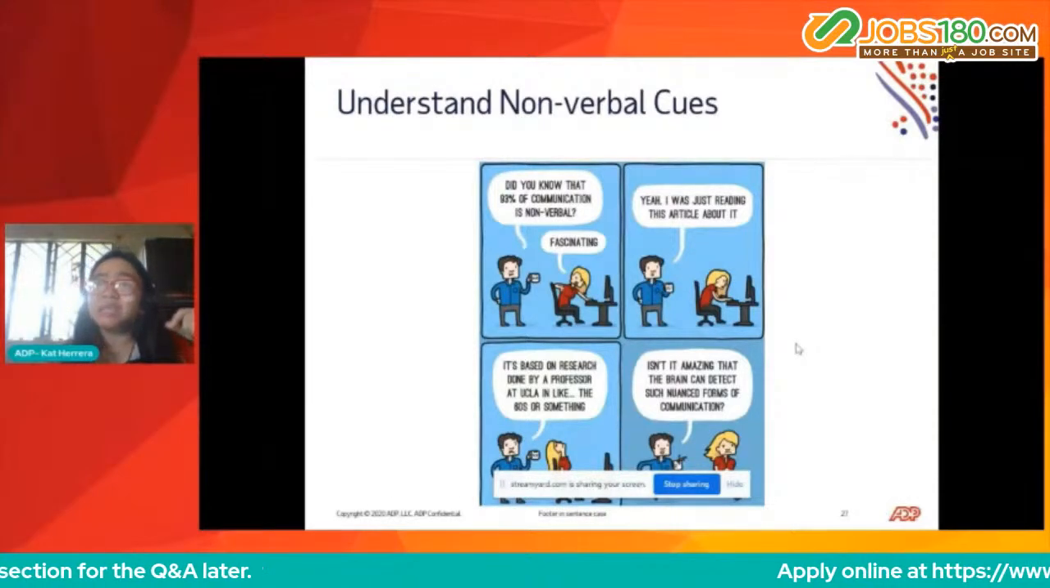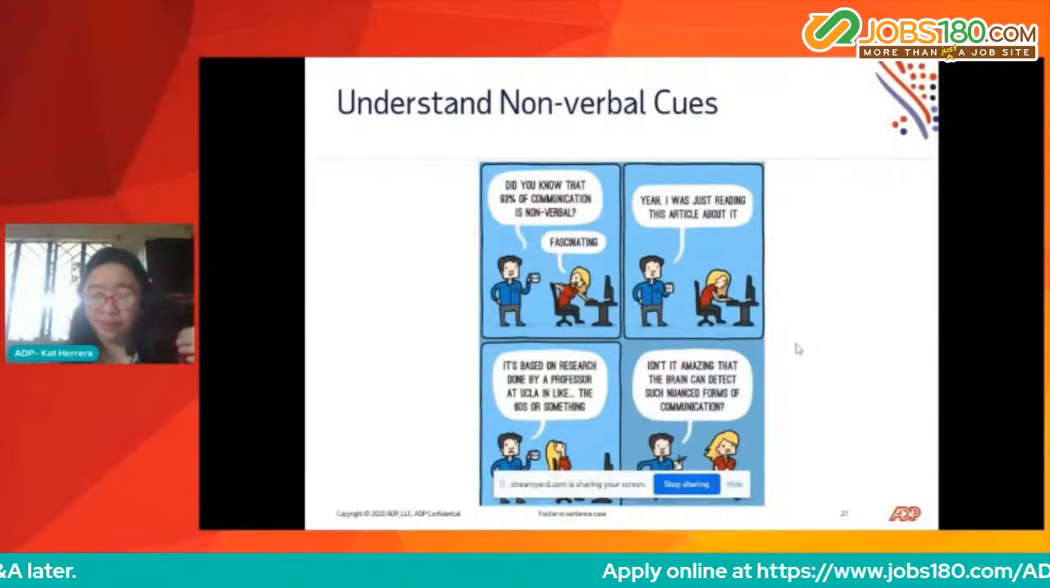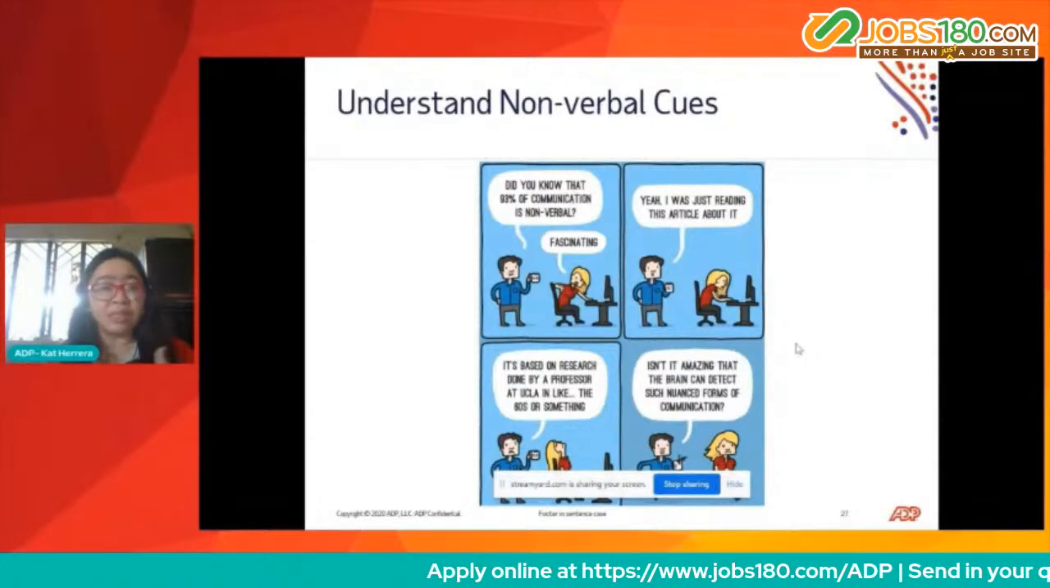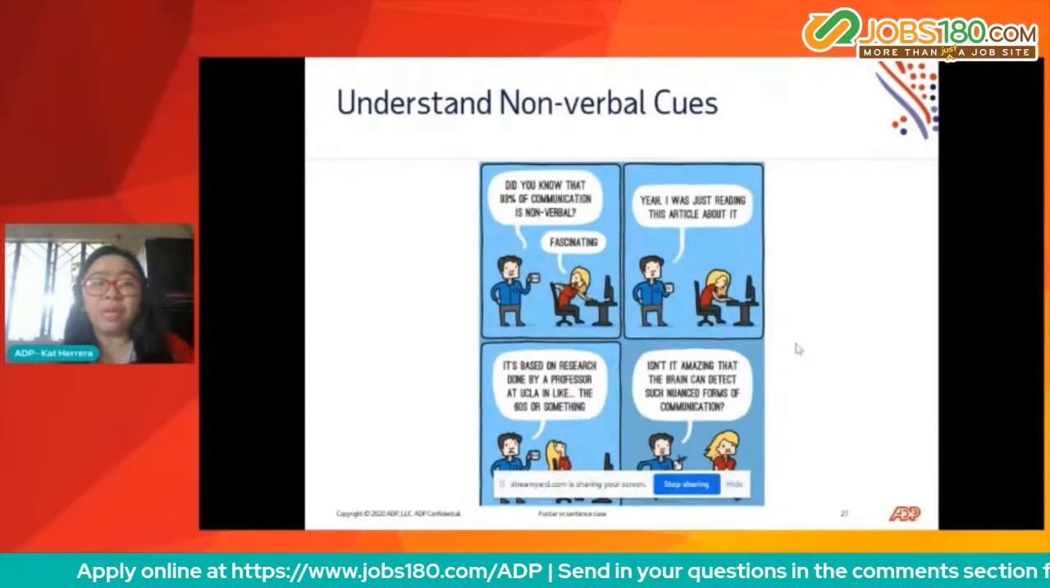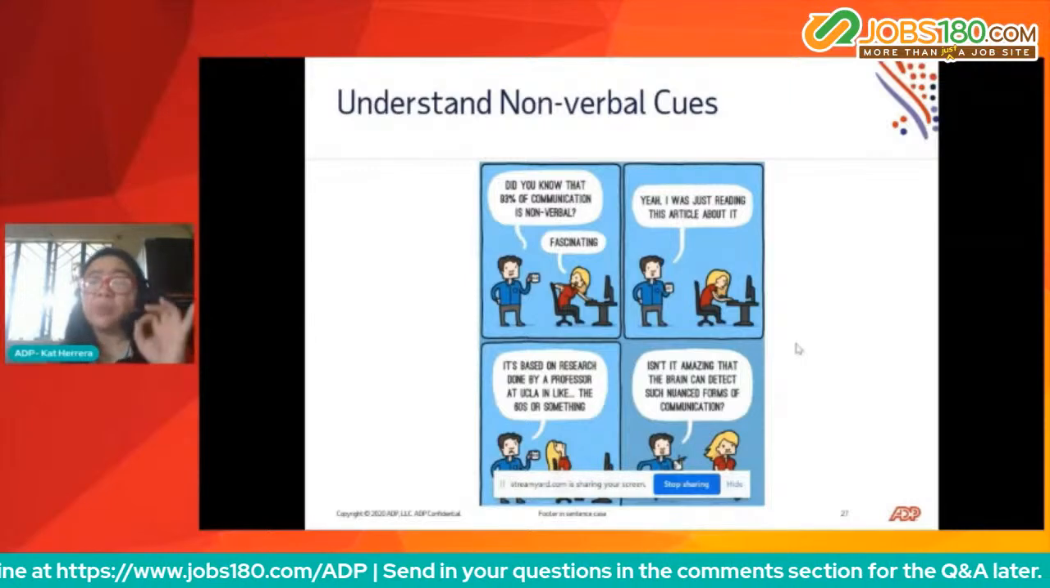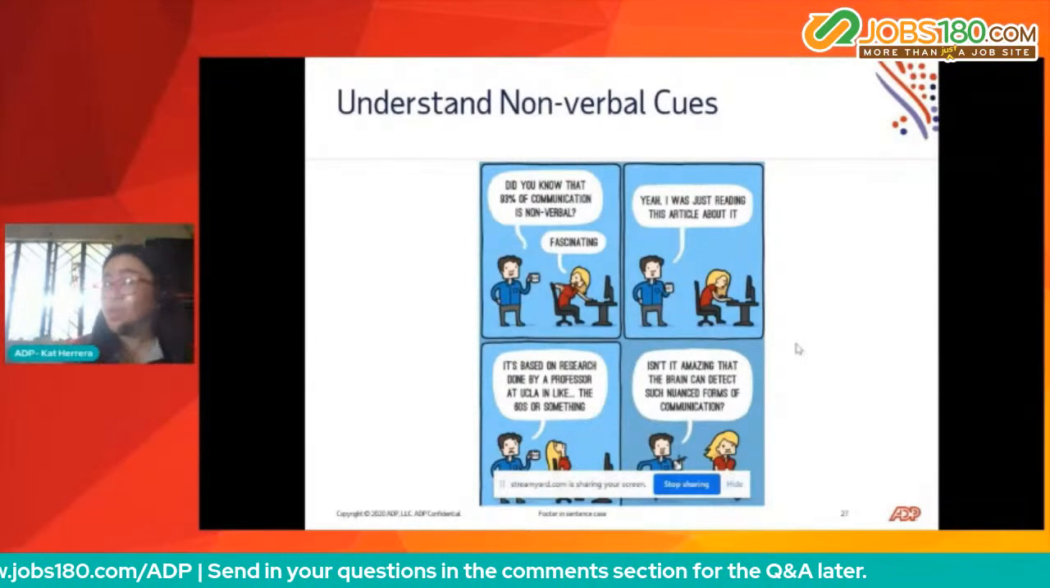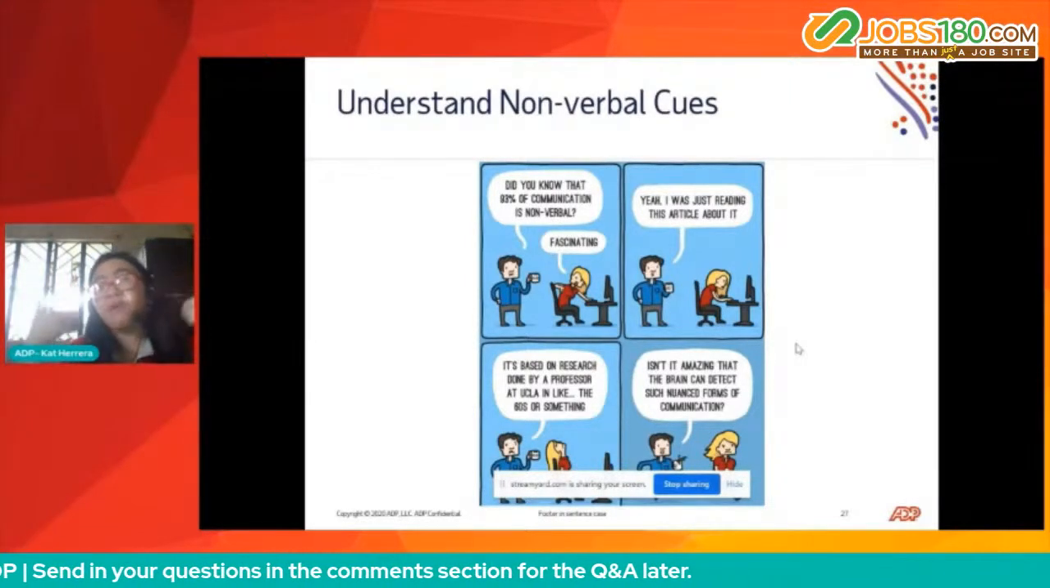You really still need to dig deeper and probe even further and ask if there's still anything that you can do to help, because if not, then the client will be left dissatisfied. So pay attention to nonverbal cues, not only from the interviewer, but also from you.